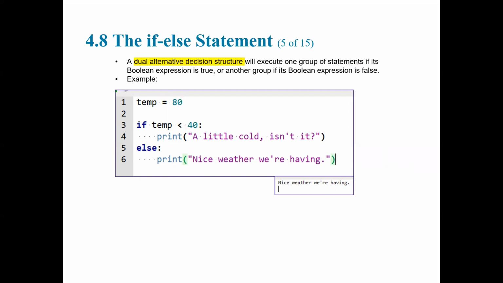Here's an example in Python code. If I assign 80 to temp and then perform a test on line 3, if temp less than 40, see that's a Boolean expression. Is it true or false? Is temp less than 40? If it is, I'll say, a little cold, isn't it? Else, regardless, nice weather we're having. So if it's 40, which is still pretty cold, guys, or 41, we're still going to end up saying nice weather we're having. So the temperature is 80, which, yes, I would probably say it's very nice.